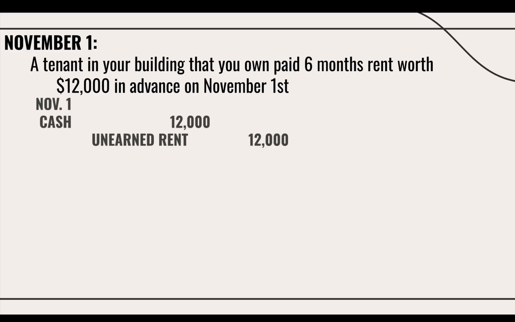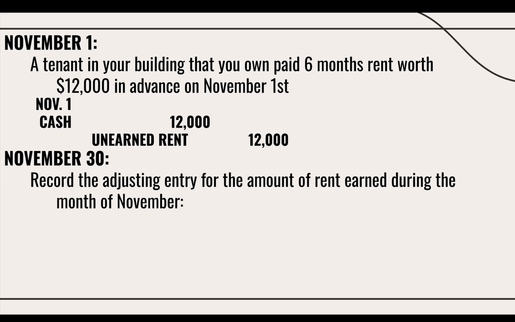So that would be a debit to cash. We've got cash, but we haven't provided anything for them. We haven't earned anything, right? As of November 1st, we haven't earned any of that $12,000 yet. So that is unearned rent. Unearned rent is just the more specific form of unearned revenue, also a liability.